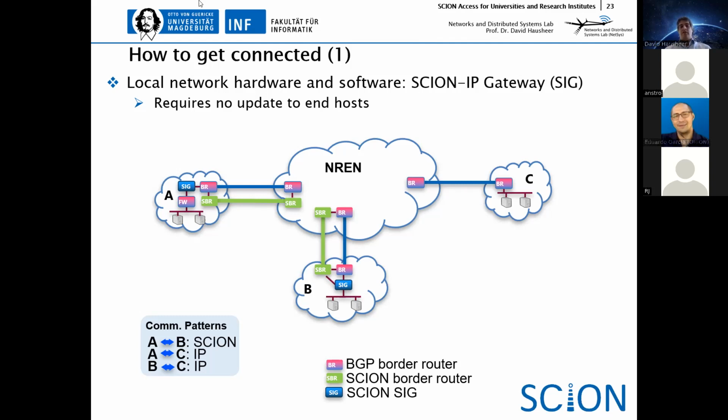And if those applications, for example, originating in A would like to talk to an end host in C, then they would just simply fall back to the legacy IP protocol. And the same for communications that originate in B and would end up in C. So this SCION IP gateway is really an element that ensures backward compatibility with the legacy internet and doesn't require any update or any expertise by any user willing to make use of SCION.